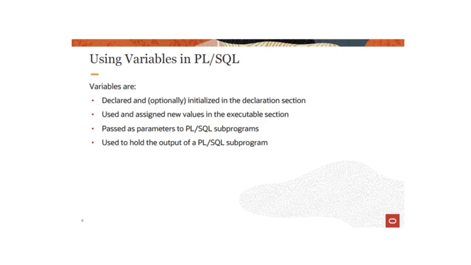Use variables and assign new values to them in the executable section. In the executable section, the existing value of the variable can be replaced with a new value. Pass them as parameters to PL/SQL subprograms. Subprograms can take parameters. You can pass variables as parameters to subprograms. Use them to hold the output of a PL/SQL subprogram. Variables can be used to hold the value that is returned by a function.